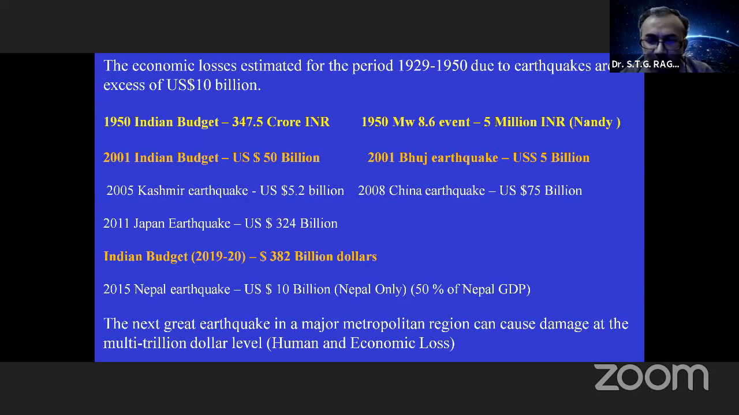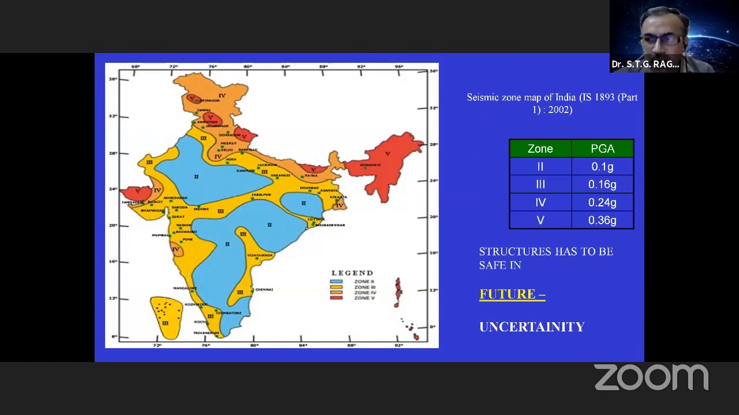Now the slogan became, "Jaan bhi, Jahan bhi" actually. Which means we have to focus on human losses as well as the economic losses during these earthquakes. So now, coming back to our seismic zone map, I have shown you the importance of this earthquake thing, human and economic losses itself.